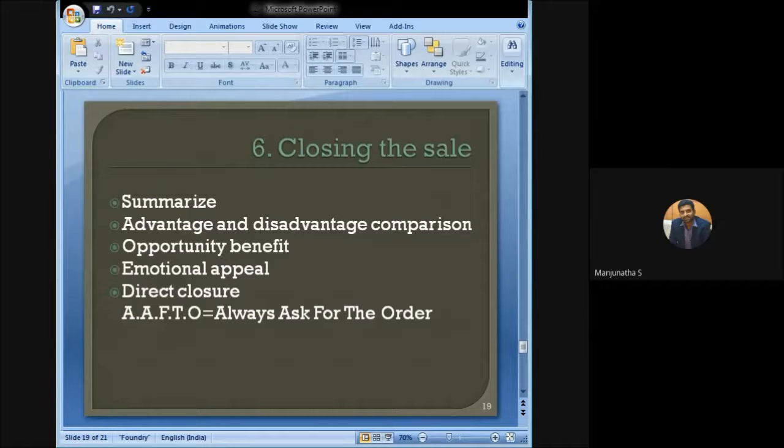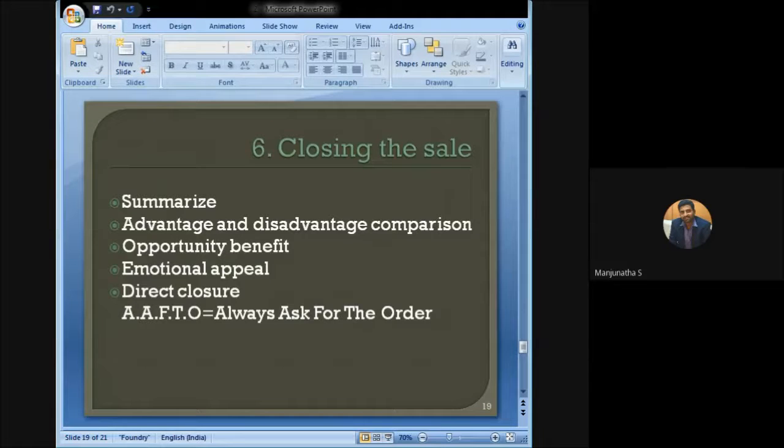And the advantage and disadvantage comparison. We need to compare the products. See, if you purchase my product, these are all the advantages. If you are not purchasing, these are all the disadvantages. Compare your products with competitor products. Then opportunity benefits. What opportunities will the customers take after purchasing? What benefits will the customers have after they purchase? So this is opportunity benefits.